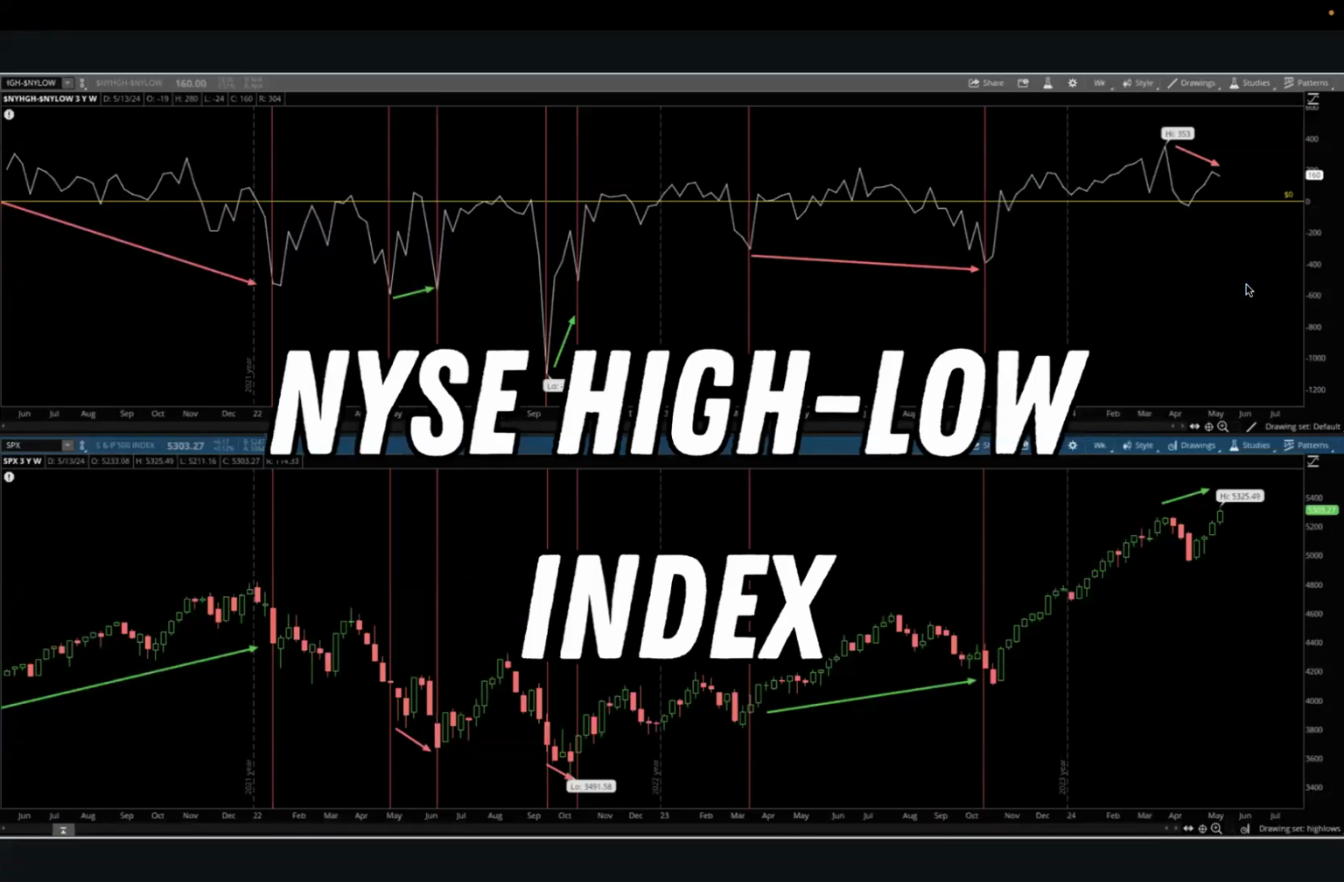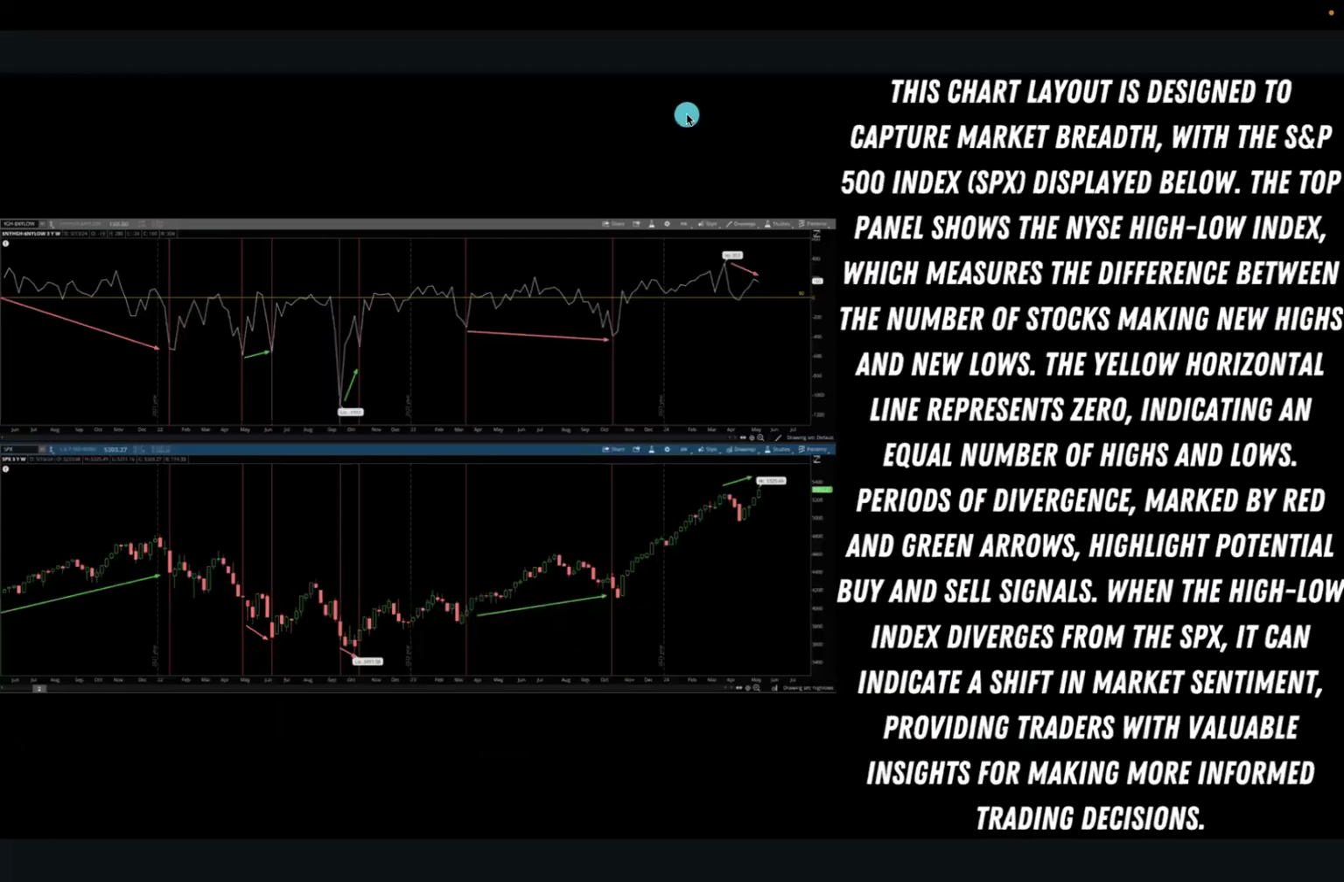We're going to go over the NYSE high-low index today and how I like to use this chart layout. This chart layout comes in the market breadth package, and it's one of the instruments that I really like to look at for market breadth and give some really good signals, as we'll go over in just a minute. This chart layout is designed to capture market breadth with the S&P 500 index displayed below.